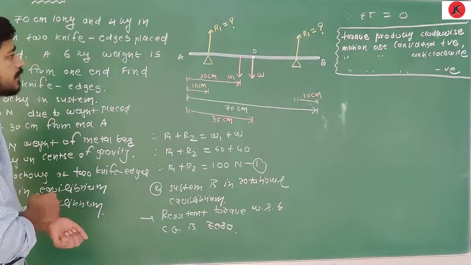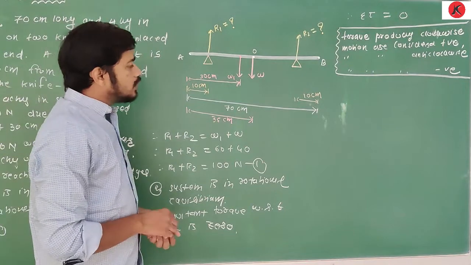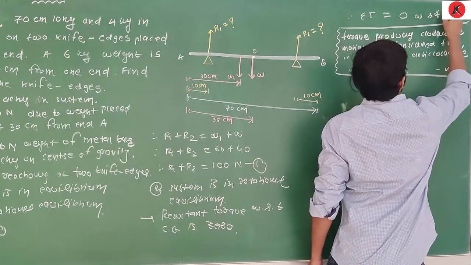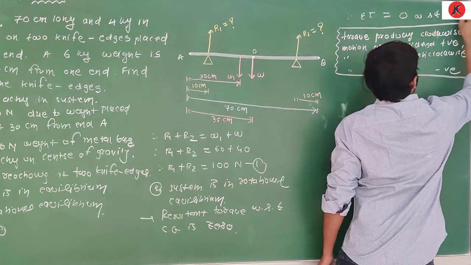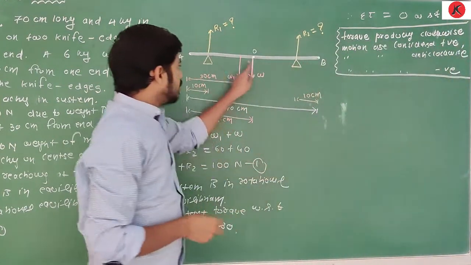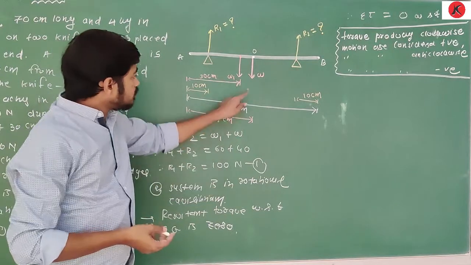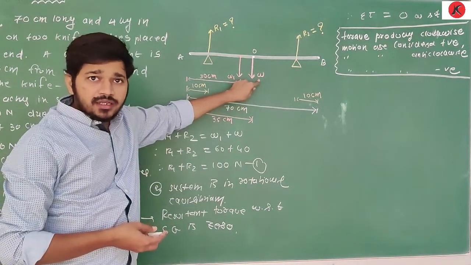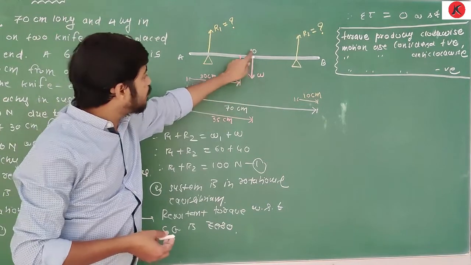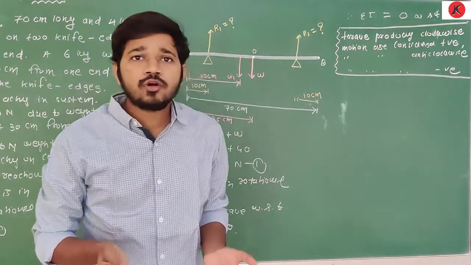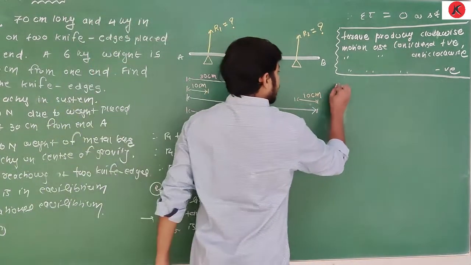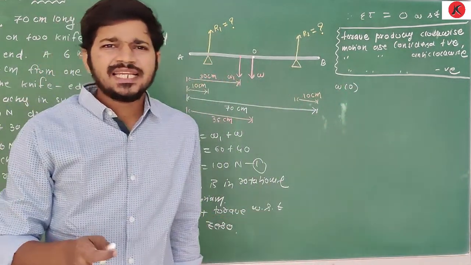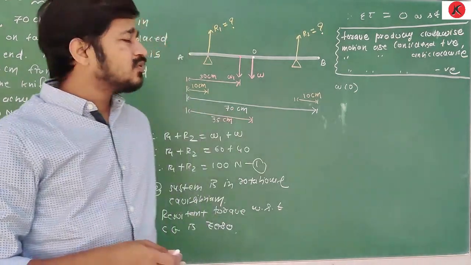Don't worry about it. Sigma tau is equal to 0 with respect to point O. Yes, here it is O. So see, W, weight of metal bar, it is passing from point O itself. So due to that, torque is 0. So I can directly write W into 0. Simple. No plus or minus sign required.